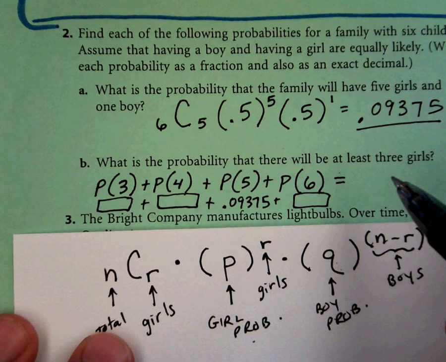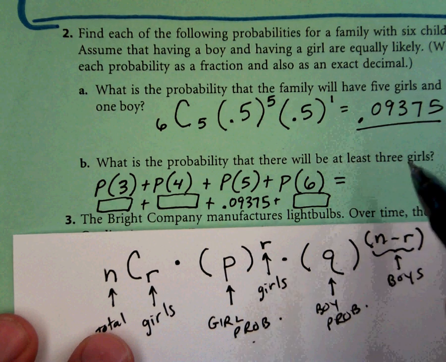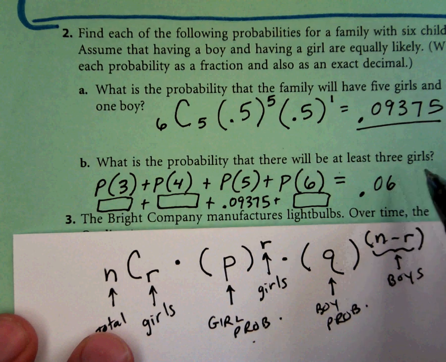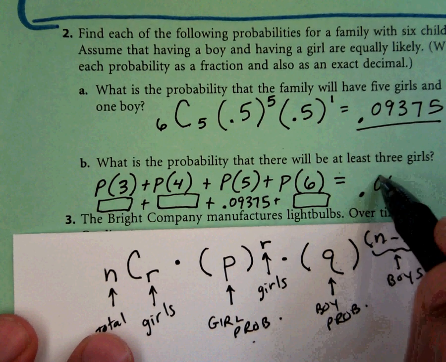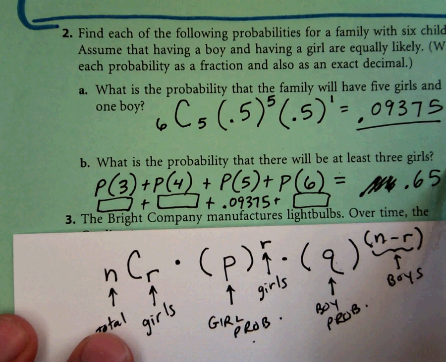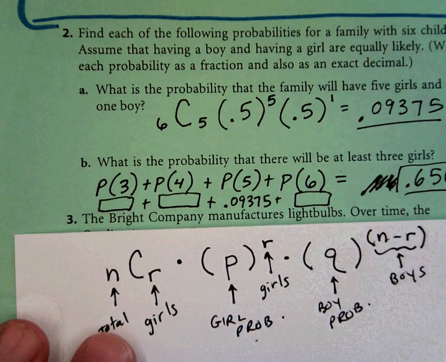And go ahead and check that on your own. The total should be 0.65625. That should be your answer for 2B. Good luck.